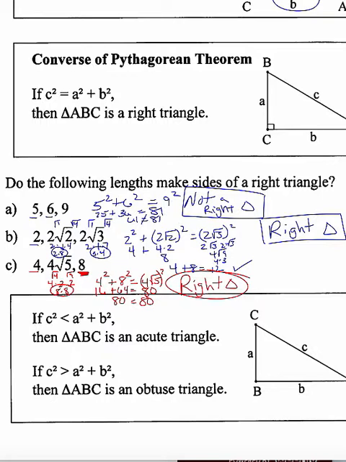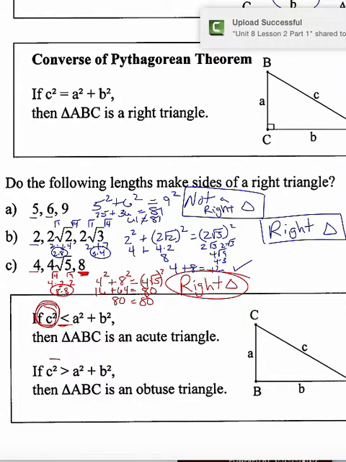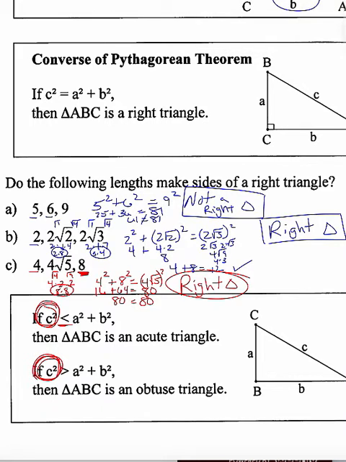If that hypotenuse squared by itself is smaller than the other two combined, then it's going to be an acute triangle. And if that c squared, or that hypotenuse squared by itself, is bigger than the other two, then it's so long that it's forcing that angle to be bigger than 90 and be an obtuse triangle. So it's similar ideas. Less than will be an acute, and greater than the two legs combined will be obtuse.